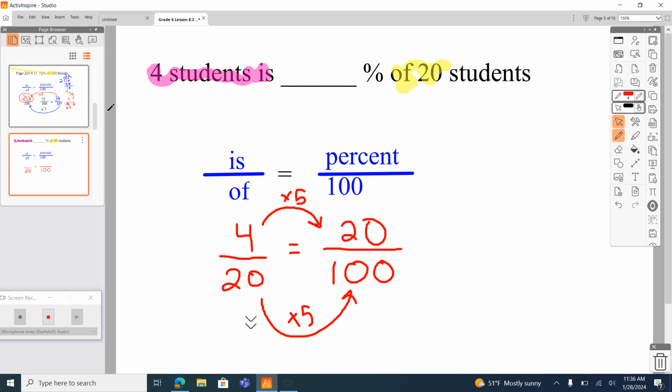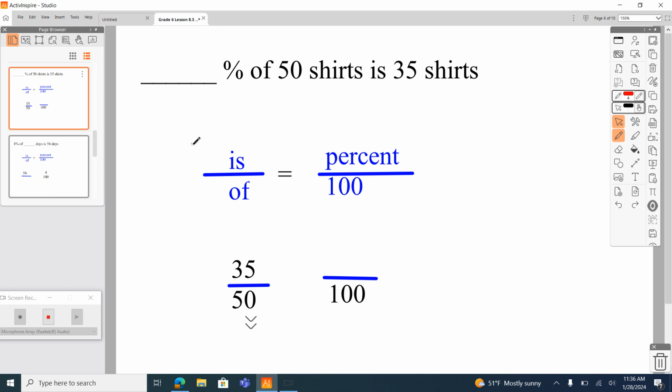Next problem. Again, we're finding a percentage. What percent? So some number over 100. And then we have of 50. So 50 went on bottom because 50 is closer to the word of. And is 35 shirts. 35 is closer to the word is. That goes on top. This one's a little simpler.